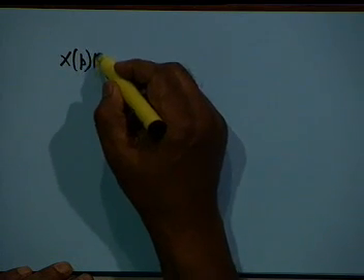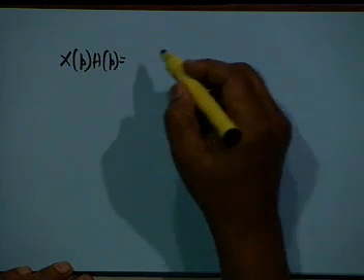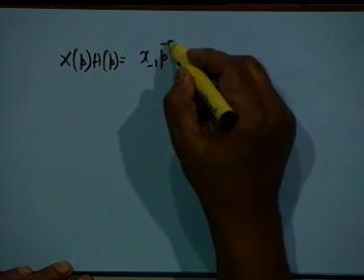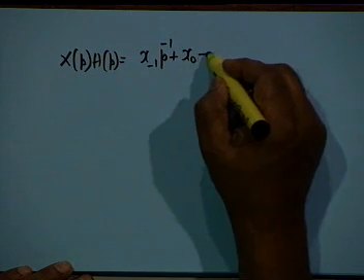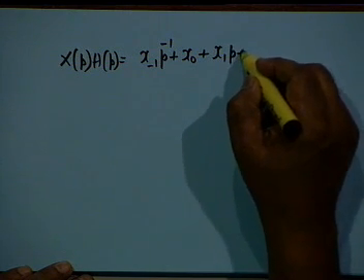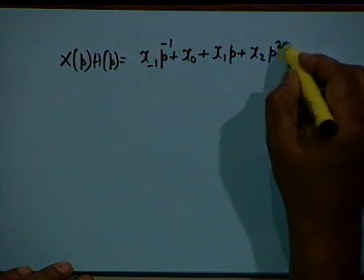x of p h of p is equal to x minus 1 p to the minus 1 plus x0 plus x1 p plus x2 p squared.